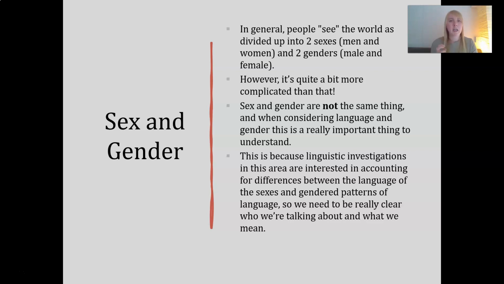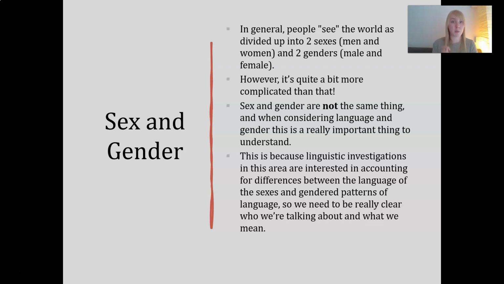In particular, we find that the ideas about sex and gender are often conflated, which means they're treated as the same when actually they're something different. So in general, I think it's fair to say that even though we've seen a lot of progress in the last few years around discussions of gender in the media, most people still see the world as being divided up into two sexes.